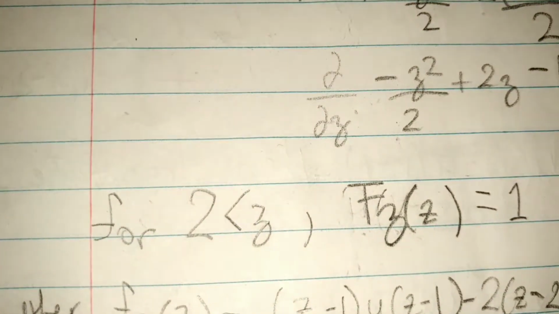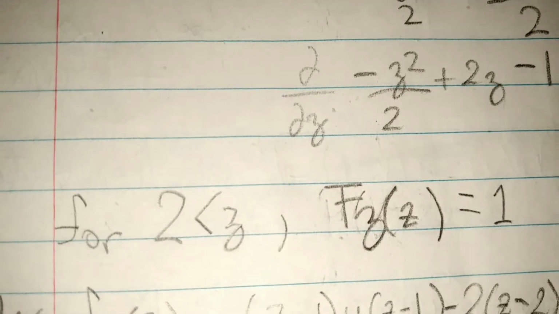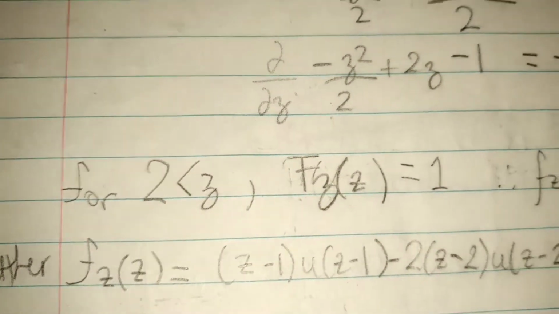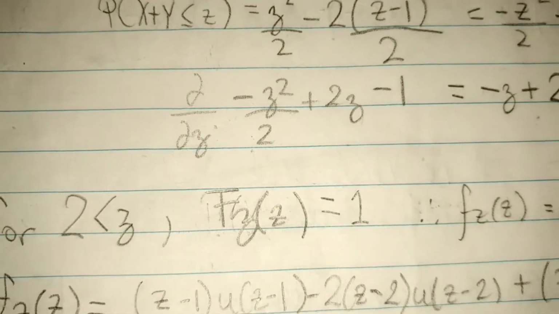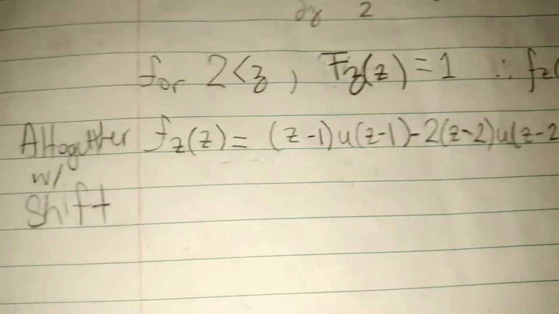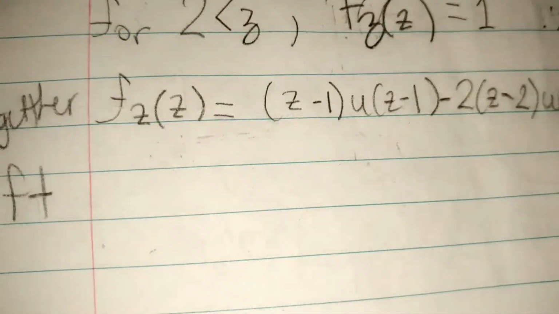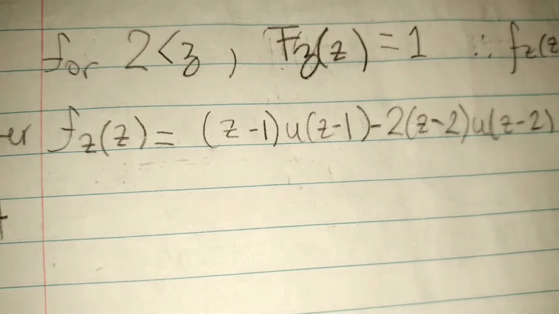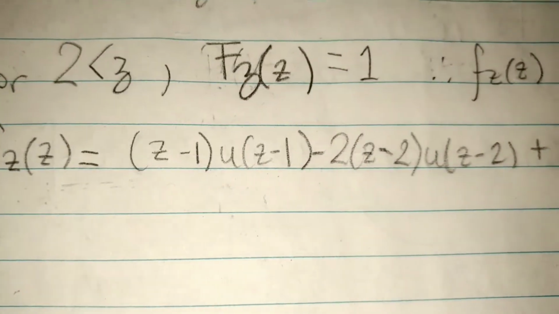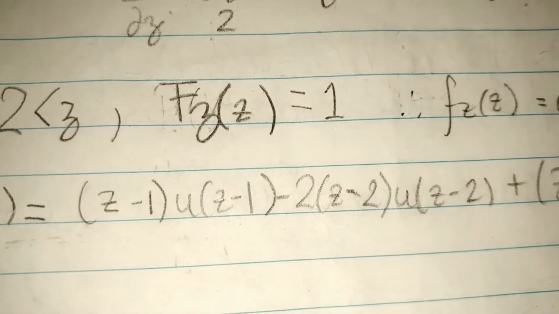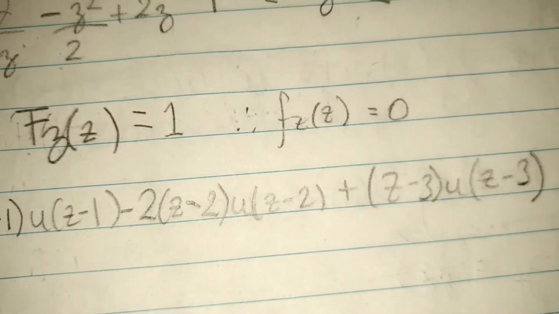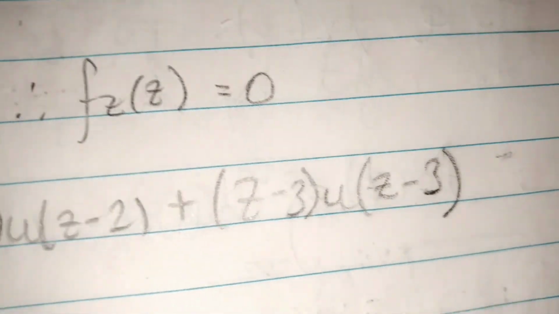And then for everything else, we know that when 2 is less than z, then F of z is equal to 1. And so the derivative of that is just 0. So altogether, including the shift to the right, the density function is equal to (z minus 1) times, this is the distribution function, so (z minus 1) times u of z minus 1, minus 2 times (z minus 2) times u of z minus 2, plus (z minus 3) times u of z minus 3.